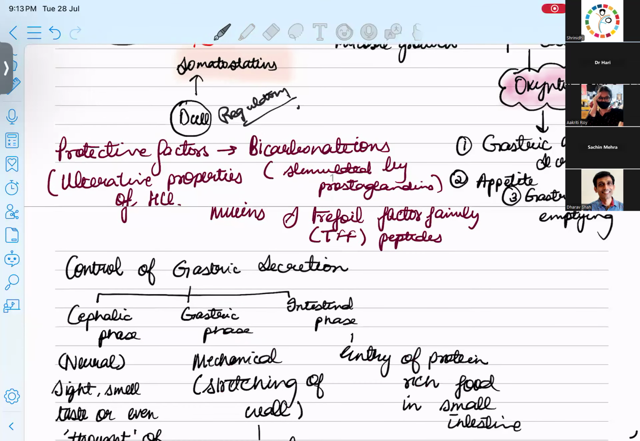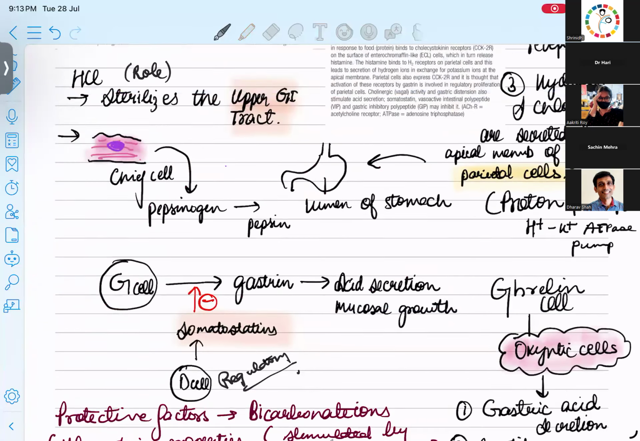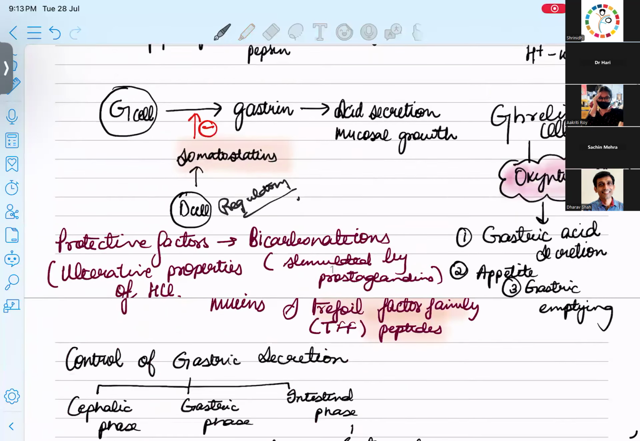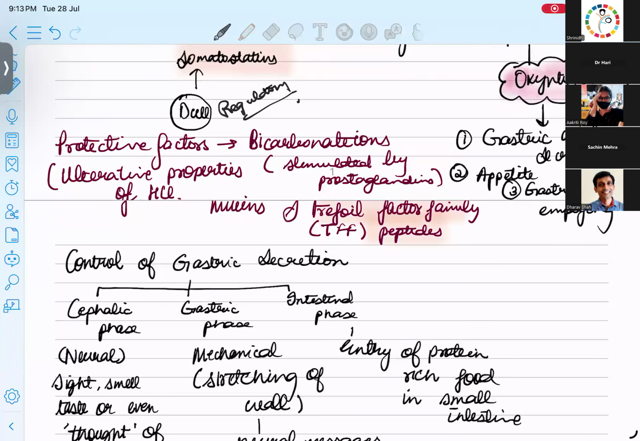Now, there are also protective factors in the layers of the stomach. So, bicarbonate ions, which are stimulated by prostaglandins, which will be seen just a few minutes later, protect the mucosa from the ulcerative properties of HCl, and the mucins and trefoil factor family peptides also protect the mucosa of the stomach, so that HCl does not corrode the mucosa.